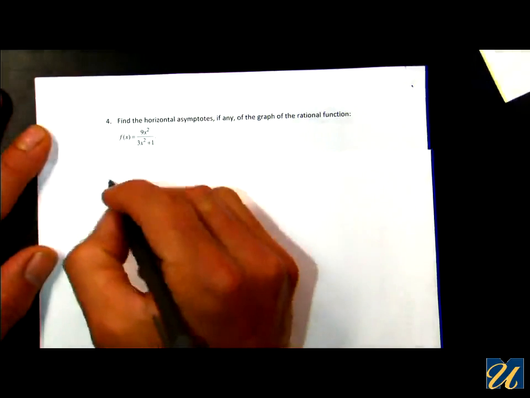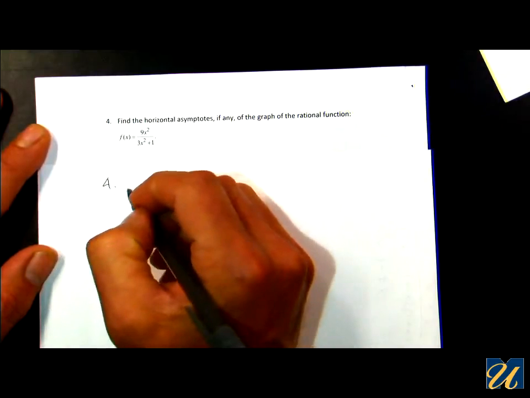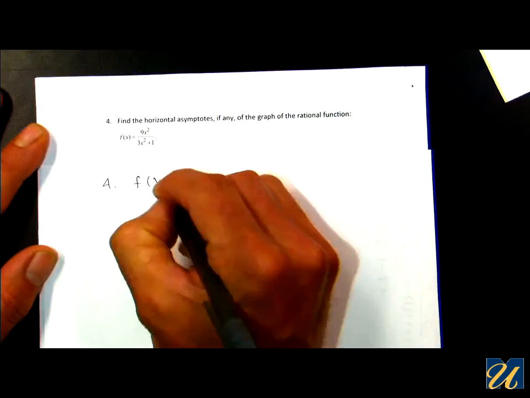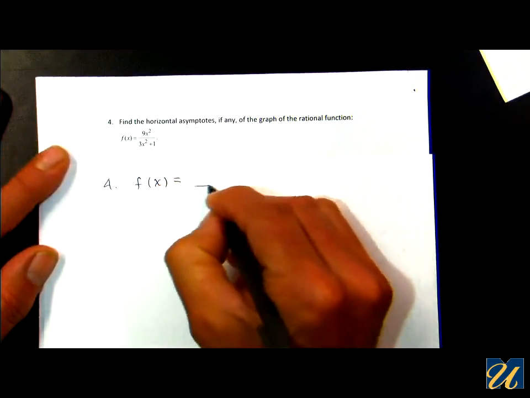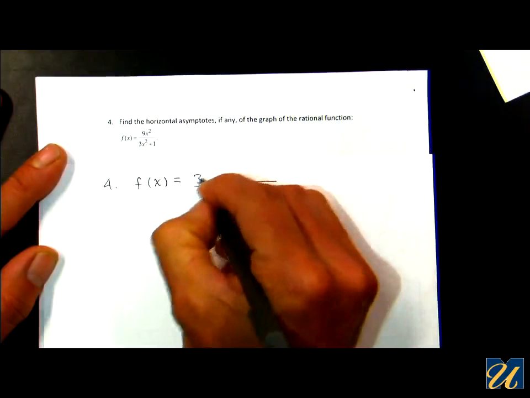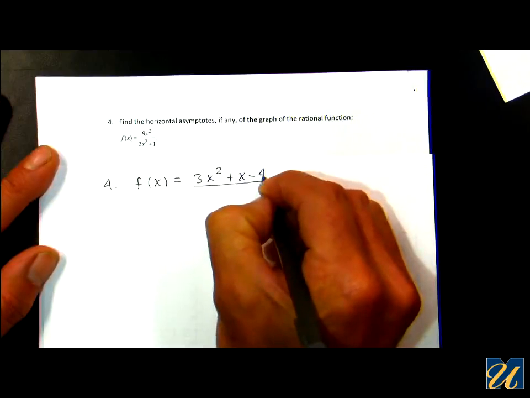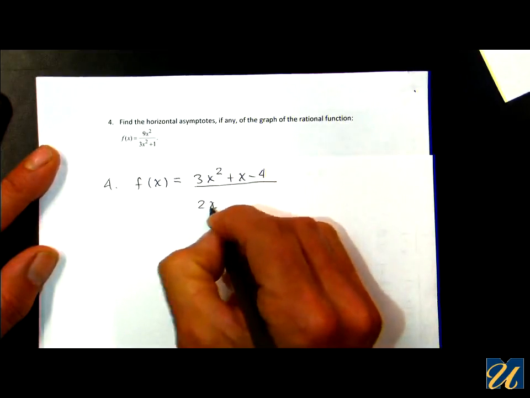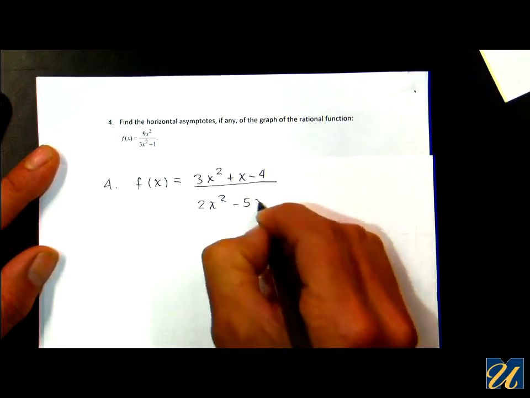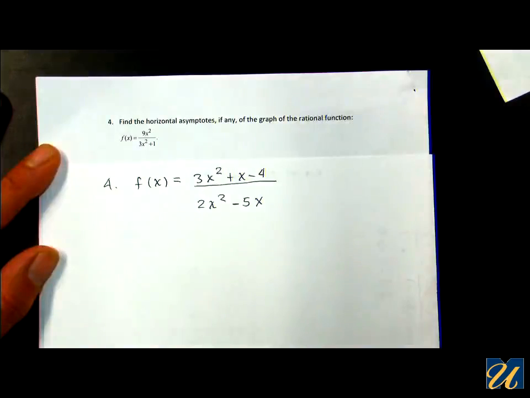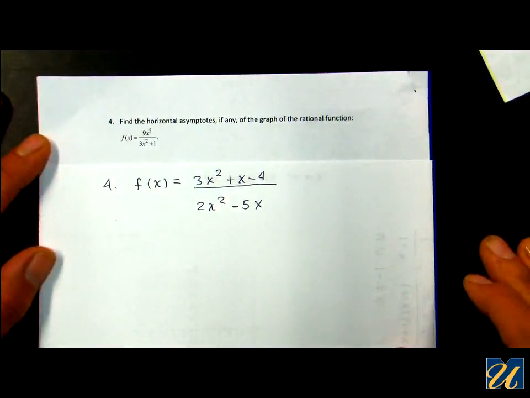Okay, this problem was done in the PowerPoint slide. Find the horizontal asymptotes for this function. So let's do a different version of this one. So let's do a new problem 4. Let's take f of x to be, let's say, the rational function 3x squared plus x minus 4 divided by 2x squared minus 5x. There's a different variation from what we've already had. And we want to find the horizontal asymptotes.